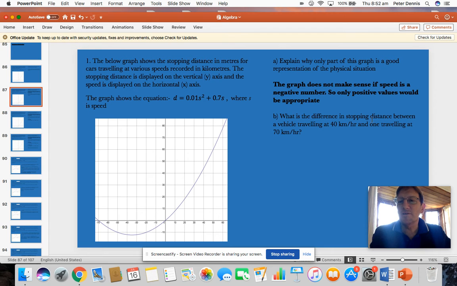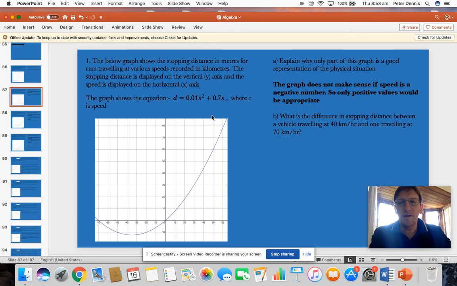What is the difference in stopping speed between a vehicle traveling 40 kilometers an hour and one traveling 70? The nice thing about this is that 70 doesn't appear on the graph. They will do this in the HSC and in the trial. We could probably read 40 off on your sheets. It's a bit hard on this, but on your sheets it came out a bit easier.